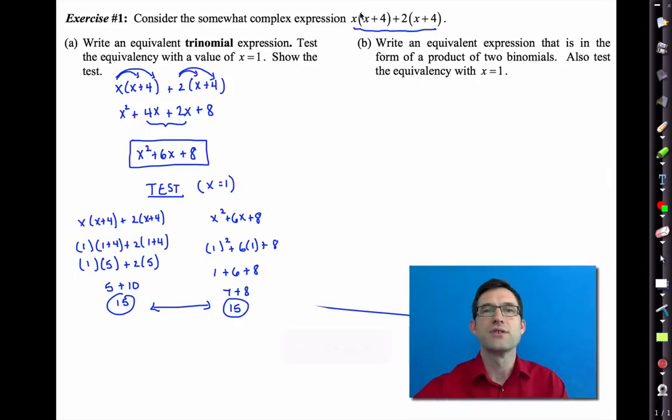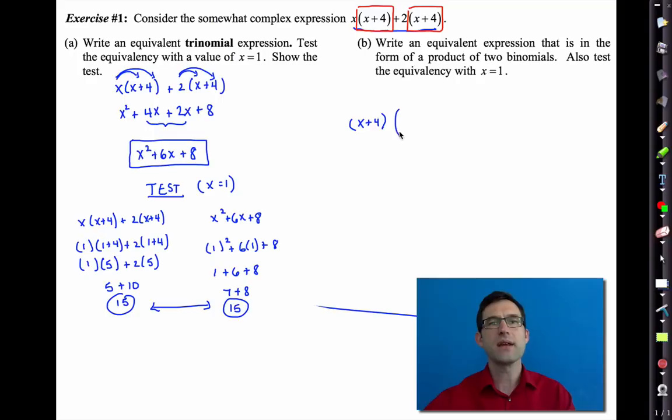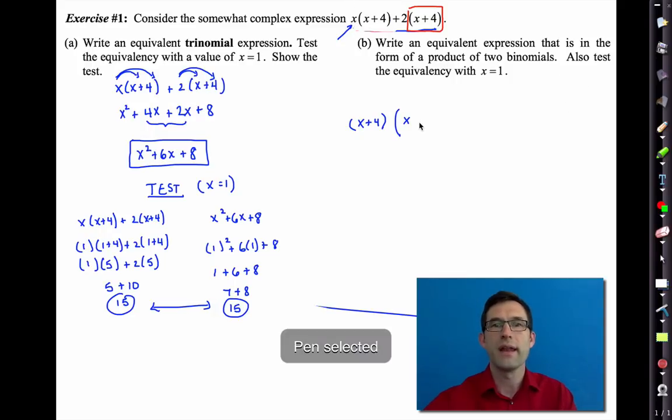Here's what I want to bring your attention to, because we're going to see this a lot today. Notice that there's an x plus 4 and an x plus 4 here and here. So what I'm going to do is reverse the distributive property, and factor that x plus 4 out. Now, what was that x plus 4 multiplying? Well, it was multiplying an x that's here. It's kind of hard to see because I drew that red box in there. So it was multiplying an x, and it was multiplying a positive 2.